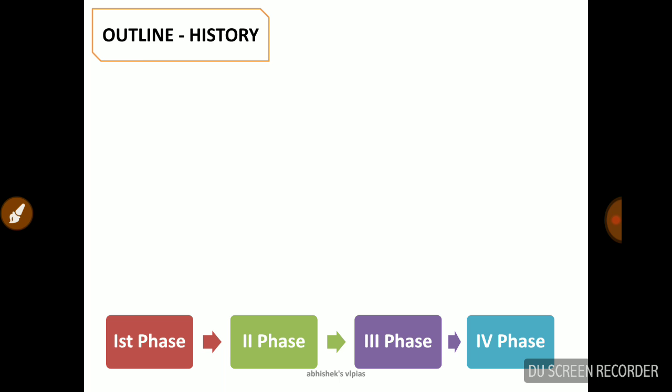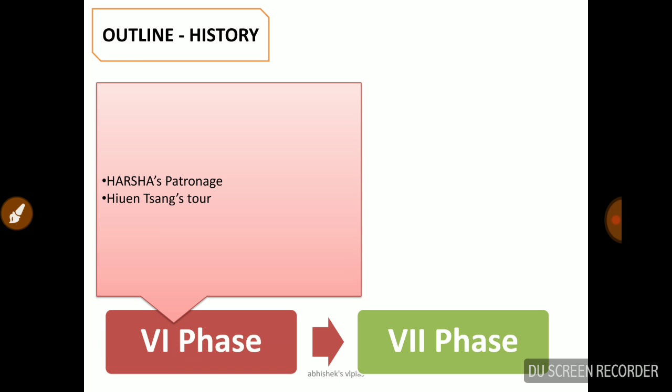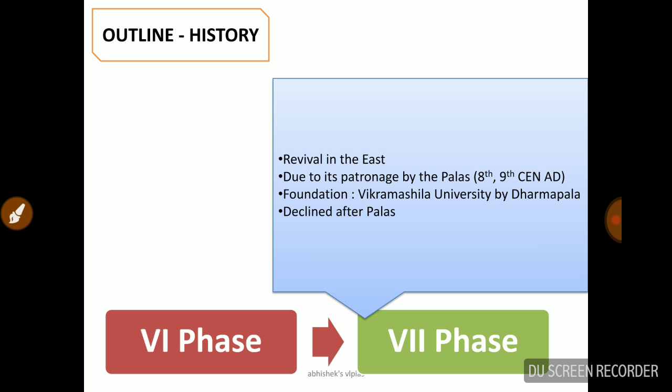These are the important phases: first, second, third and fourth. Next we have the sixth phase and the seventh phase. In the sixth phase, the patronage is by Harsha, and Huan Sang's tour happened in this time period. After Fa Hian, we have Huan Sang here, and then comes the seventh phase, which we can definitely call the last or the decline phase.